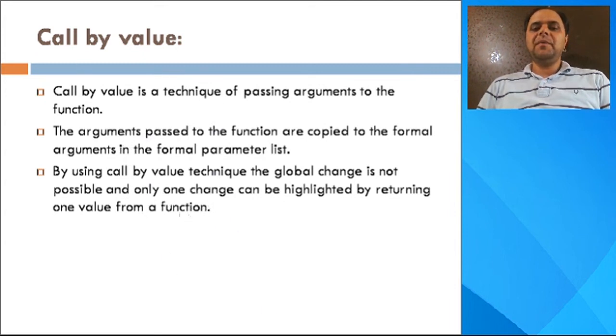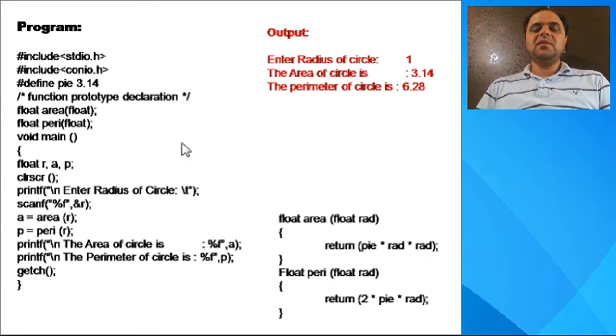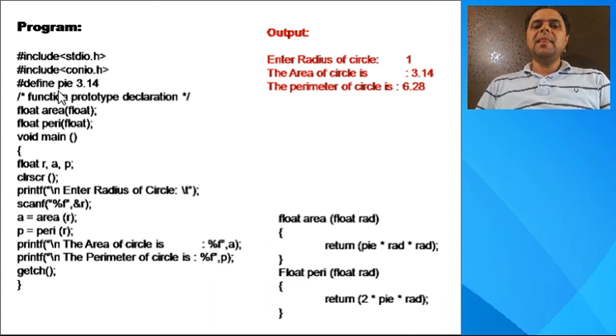So this is call by value. Let's take an example. I have written a program here. I have included two header files, standard input.h and console input.h. I have defined a variable pi with 3.14. It means wherever I use pi, 3.14 will be used, because we all know in mathematics the value of pi is 3.14. So in the function prototype declaration, I have declared the function here.